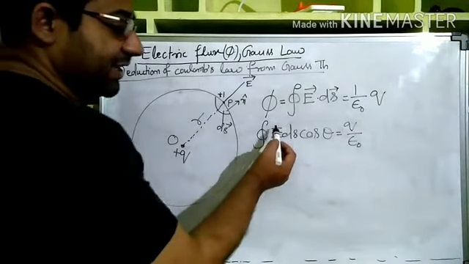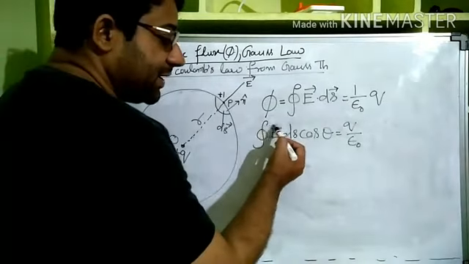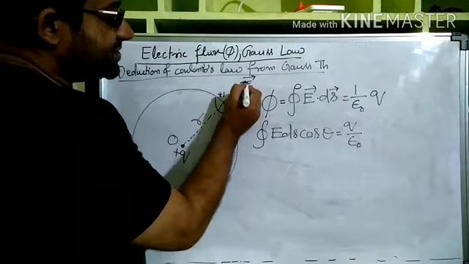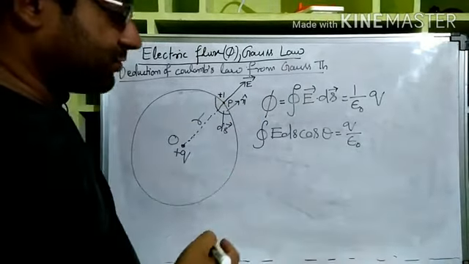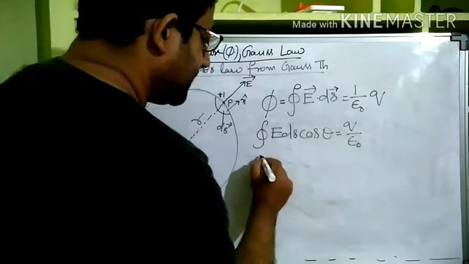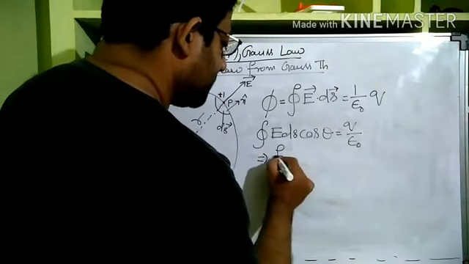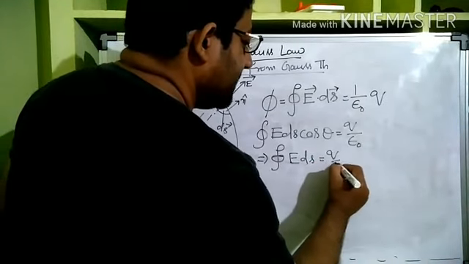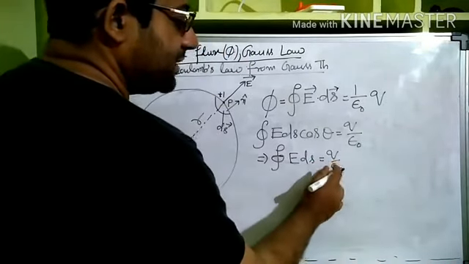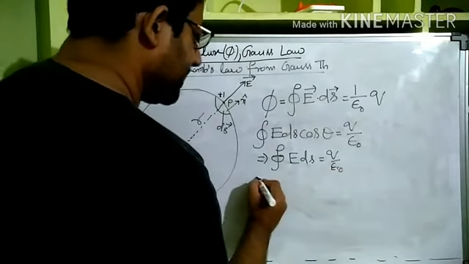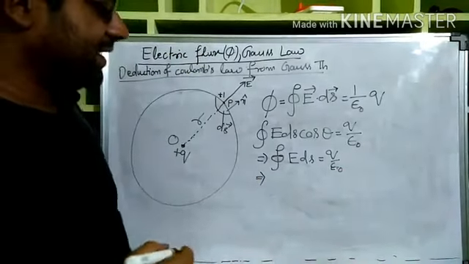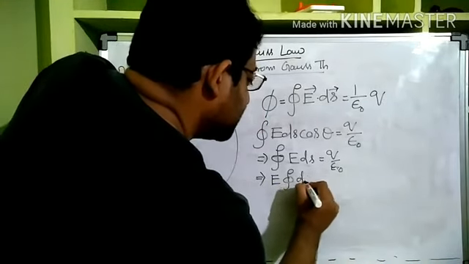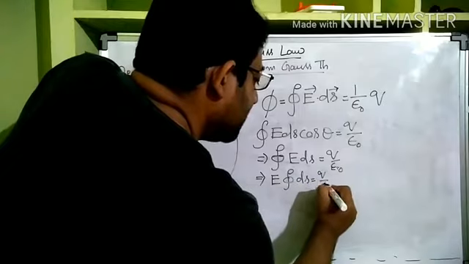Theta is the angle between the E vector and the ds vector. That's the angle between the electric field vector and the area vector. And since both are in the same direction, theta is equal to 0, so cos 0 is equal to 1, which implies that the closed integral of E ds is equal to q by epsilon naught. Cos theta became 1 because theta is equal to 0 degrees, right? This implies E times the closed integral of ds is equal to q by epsilon naught.